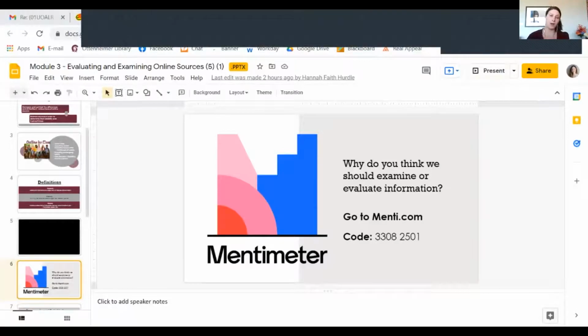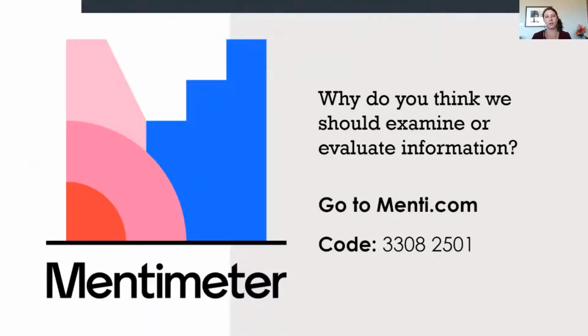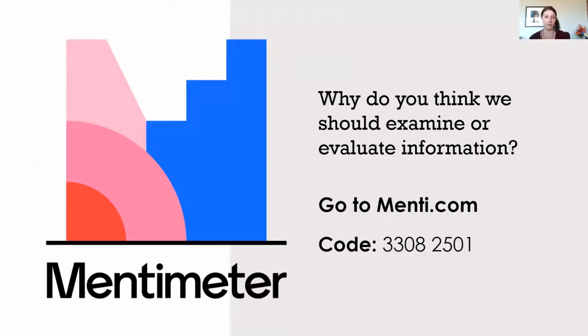to our screen. So now we have this Mentimeter, kind of just like a poll. If you can, either on your computer or on your phone, go to menti.com and put in the code that we have here, and then just answer the question: why do you think we should evaluate or examine information?